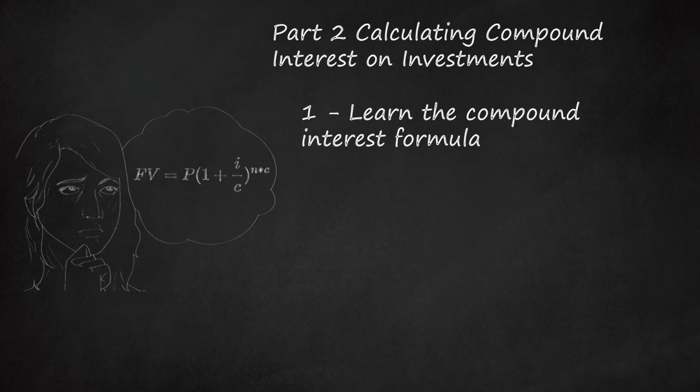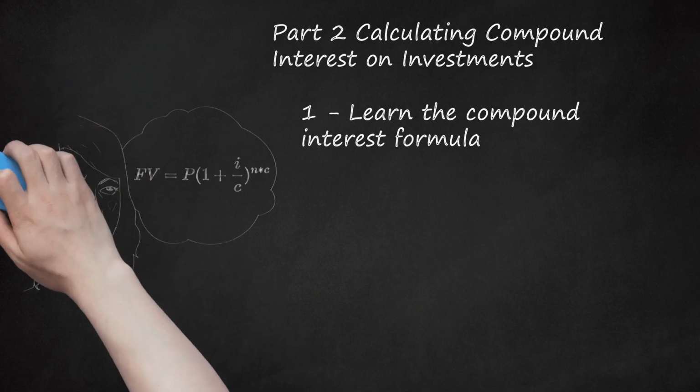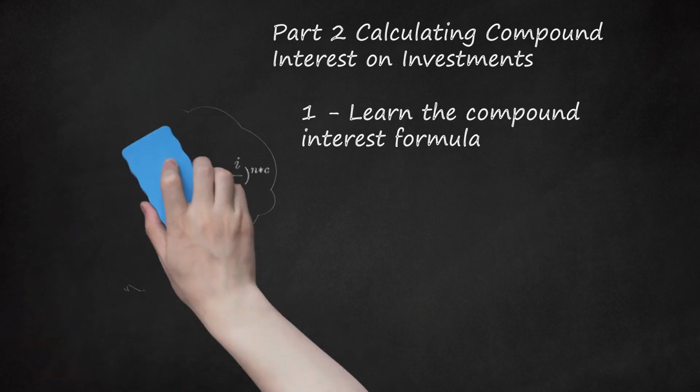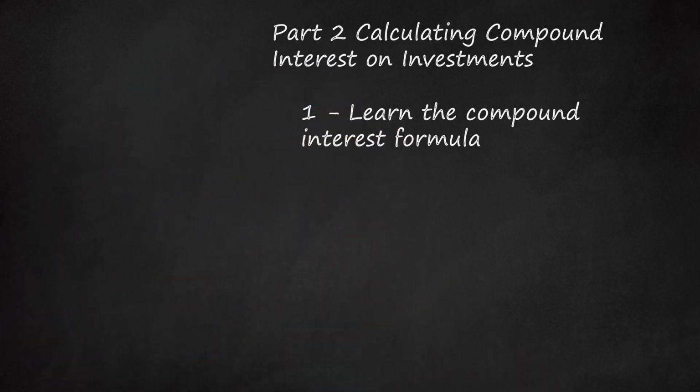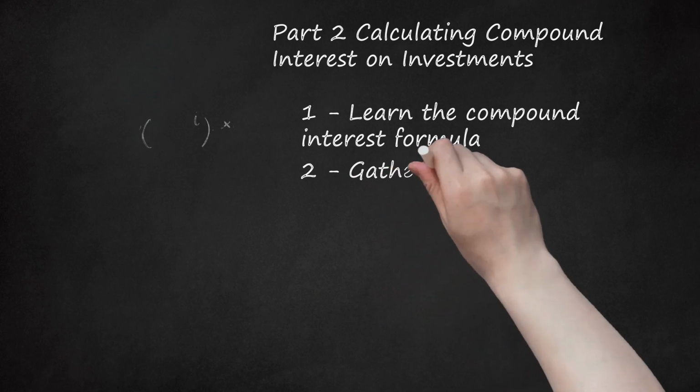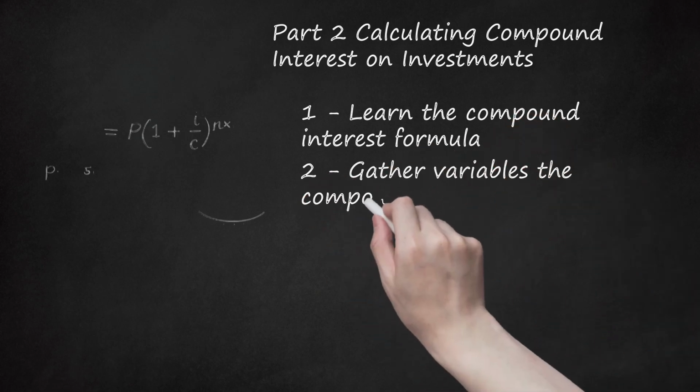The variables within the equation are defined as follows. FV is the future value. This is the result of the calculation. P is your principal. I represents the annual interest rate. C represents the compounding frequency, how many times the interest compounds each year. N represents the number of years being measured. 2. Gather variables for the compound interest formula.